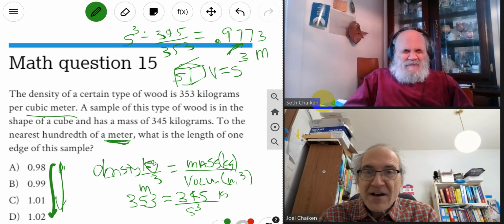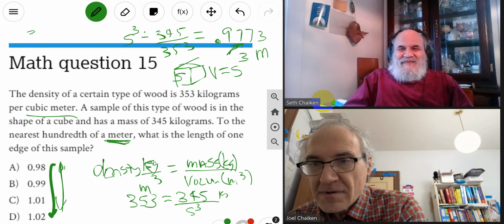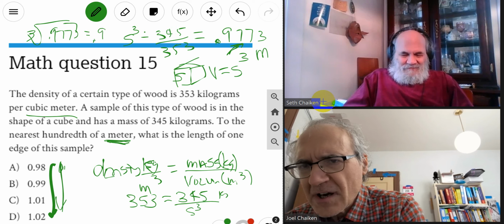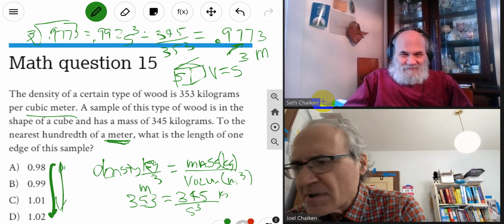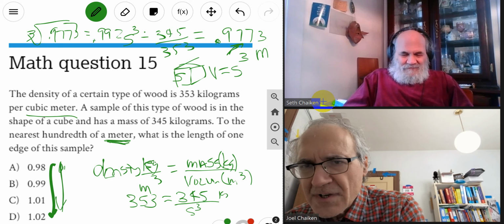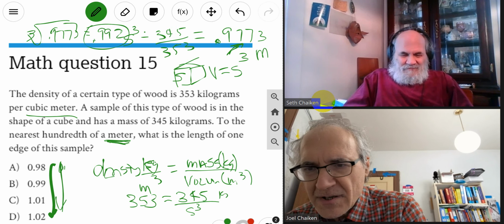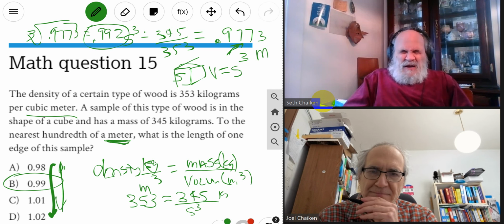You're right. Anyway, the cube root of 0.9773 is actually 0.992. So if it's 0.992, then to the nearest penny, it's 0.99. Yeah, you got it.